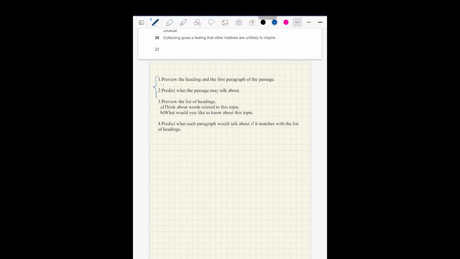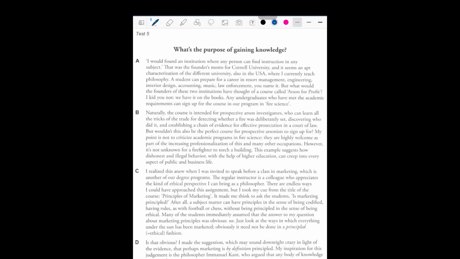First, preview and predict from the heading of the passage to think about what this passage will be talking about. Okay, then let's start from the first step, previewing the entire passage to have an idea of what this passage will be talking about. What's the purpose of gaining knowledge? Gaining knowledge means study. The purpose of study.